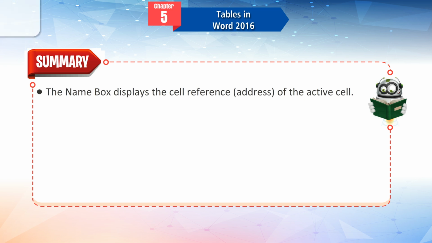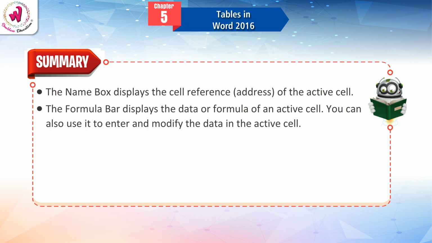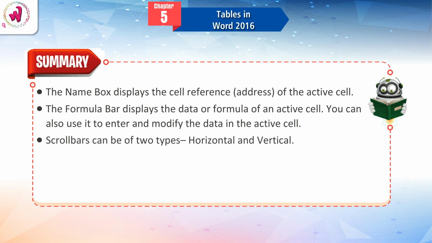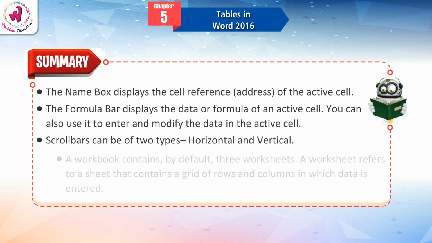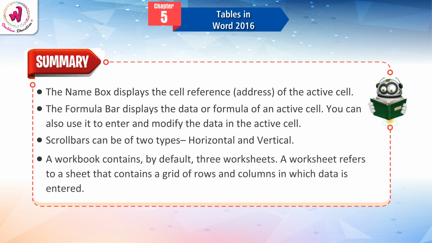The name box displays the cell reference or address of the active cell. The formula bar displays the data or formula of an active cell. You can also use it to enter and modify the data in the active cell. Scroll bars can be of two types, horizontal and vertical. A workbook contains, by default, 3 worksheets. A worksheet refers to a sheet that contains a grid of rows and columns in which data is entered.